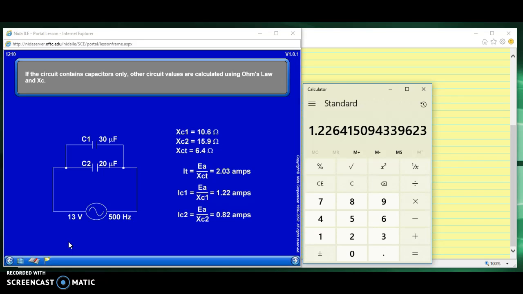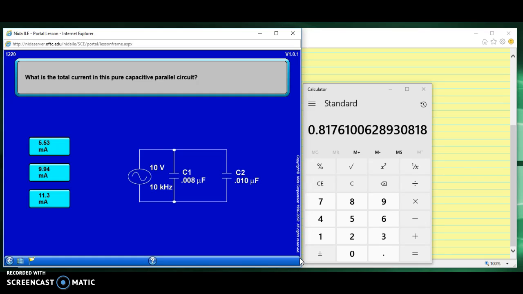Anyway, we did the same thing for X of C1, got the 1.22 amps, which if we'd round would be 1.23, but that's fine. That's close enough. Same thing here, 13 volts, X of C2 is 15.9, 0.82 amps. So we arrived at the same values they did just by doing the same math.